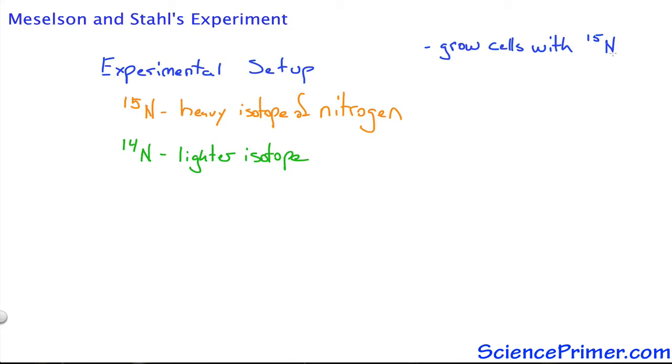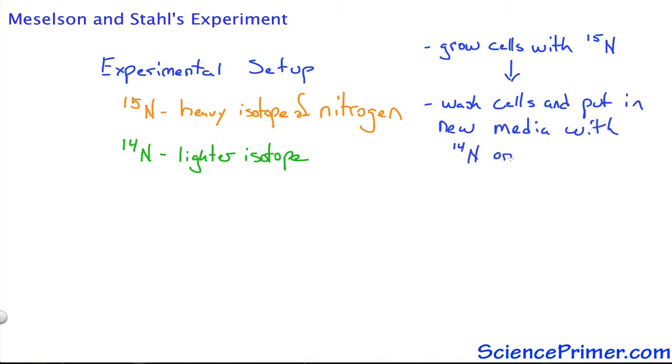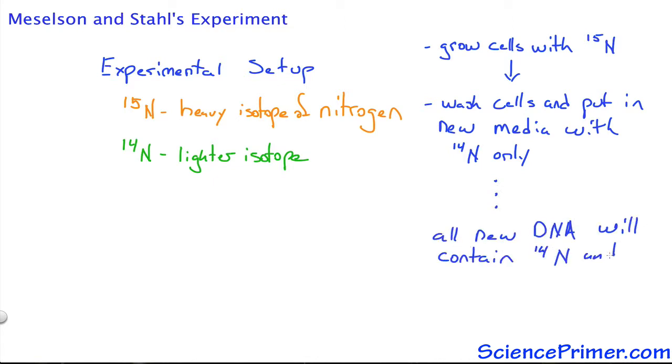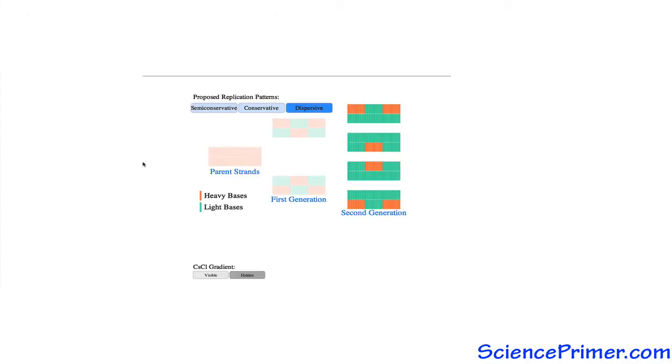After this period of growth, all of the DNA in the cells contained N15. These cells were then rinsed and put into a media containing only the more common, lighter isotope of nitrogen, N14. As the cells grew and divided in this fresh media, all of the newly synthesized DNA contained only the lighter nitrogen isotope, while the DNA from the original cells still contained N15. In this illustration, N15 labeled DNA is shown in orange and N14 labeled DNA in green.